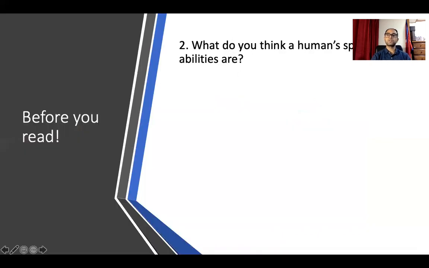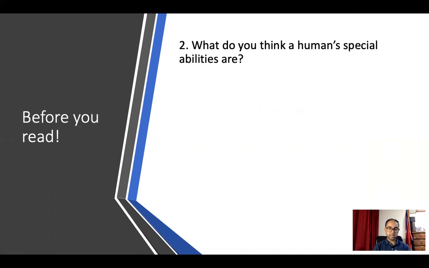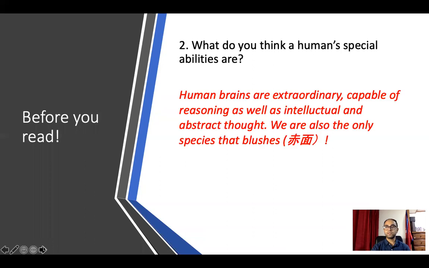The second question is, what do you think a human's special abilities are? So in the previous slide, we talked about ants' special abilities, bats' special abilities, eagles' special abilities, and dogs' special abilities. How about us? What abilities do you have? Can you guess any? Hmm, maybe you have good answers.